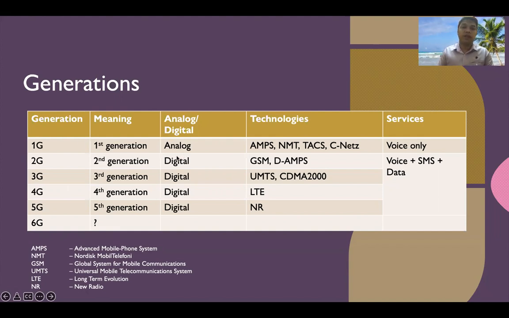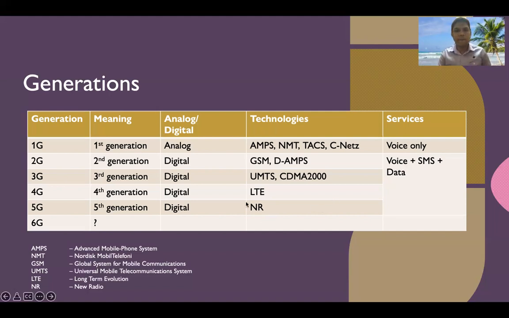We look at the technology that has been used in the different generations. As you can see, for the first generation we used analog signals, and from 2G until 5G we are using digital transmission. And this is an example of the technology used in each generation. For the first generation, we used AMPS, NMT, and TACS technology. For 2G, we used GSM and D-AMPS. For 3G, we used UMTS and CDMA. For the fourth generation, we use LTE. And for the latest one, we use NR technology. So this is in terms of technology.